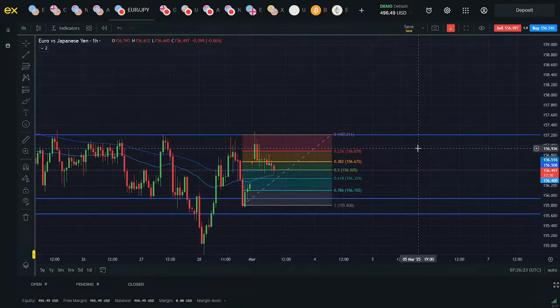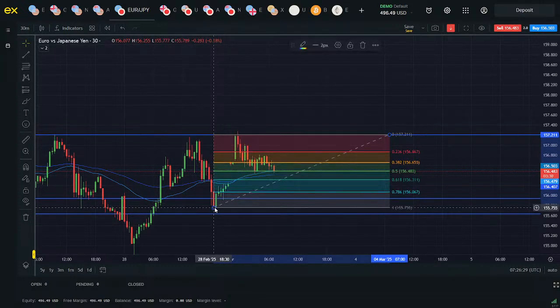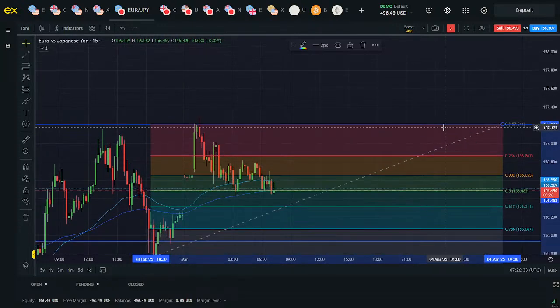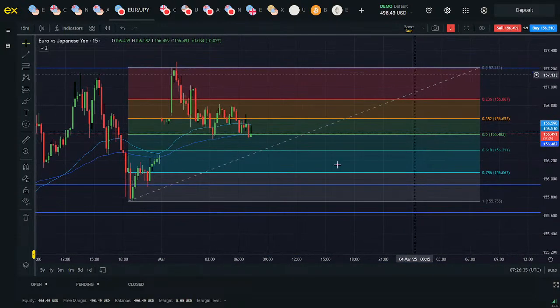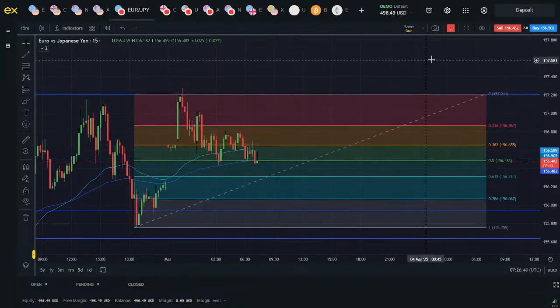We will be correcting up to this level as much as we can see. So from this very point it is okay, and after that, maybe we will see a reversal from this very point, 0.5, or we will see some reversal from 0.618 or 0.786. Let's see how the market plays on.